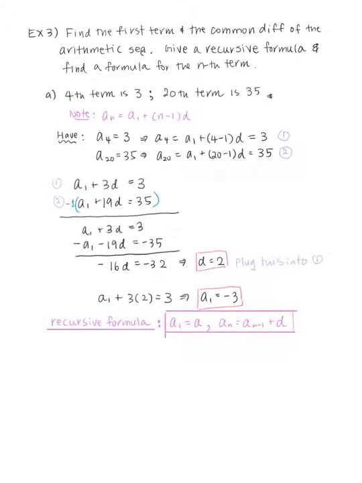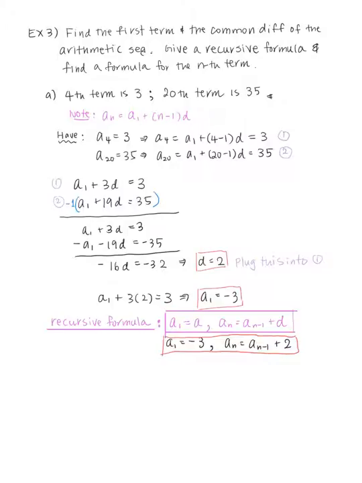So now let's follow this formula. So our a sub 1 was negative 3, and then our a sub n equals a sub n minus 1 plus the common difference, which is 2. So this is what the question is asking you to find. That is our recursive formula. And we're not done yet.